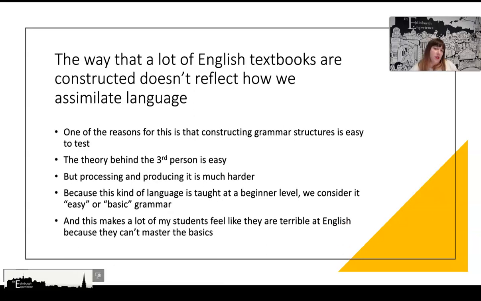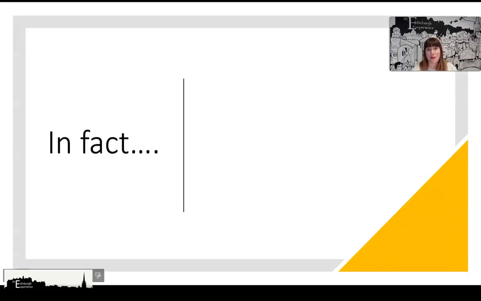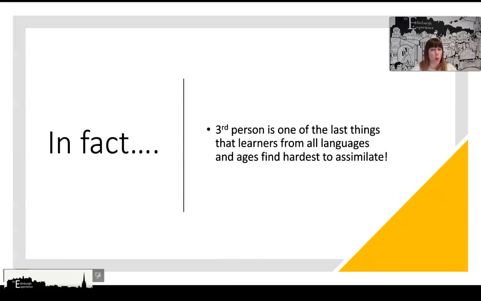And the result of that is that it makes a lot of my students feel like they're terrible at English or that they're not progressing because they're making these basic errors and they can't master the basics of English. And this is really unfair on yourselves, yeah? In fact, the third person S is one of the last things that learners from all languages and all age groups actually find hardest to assimilate. It takes a really long time to process it.